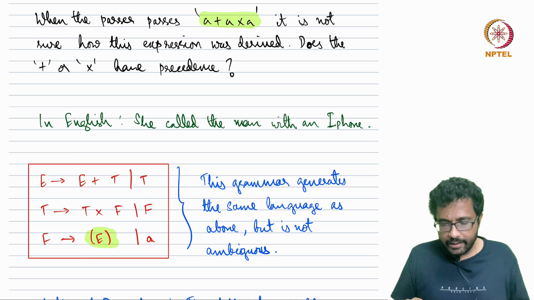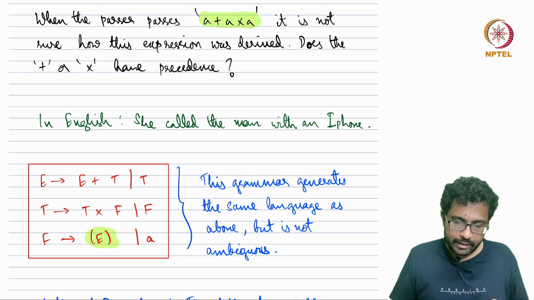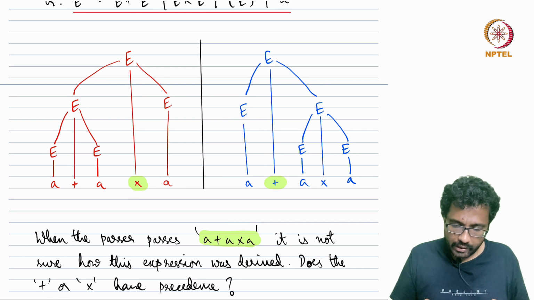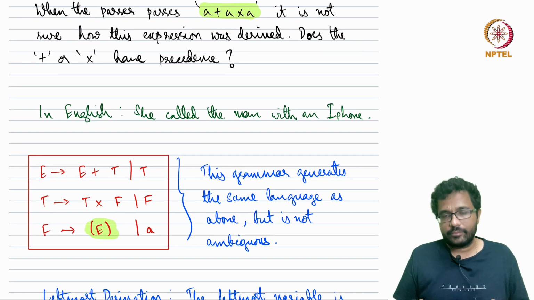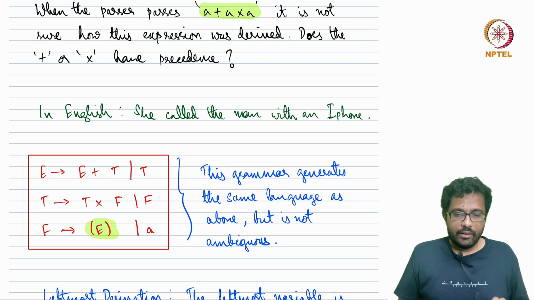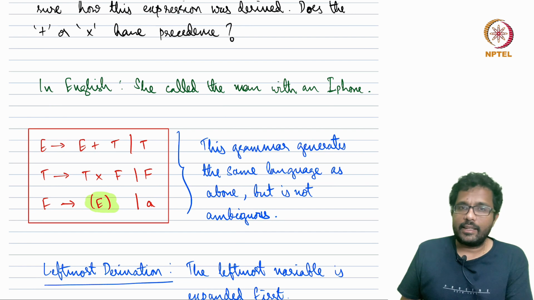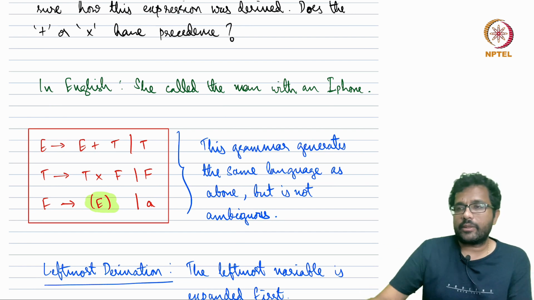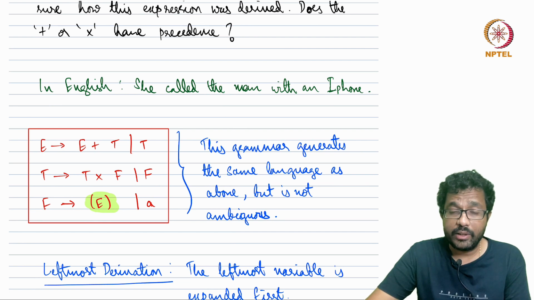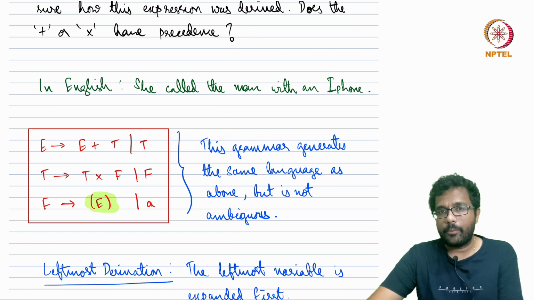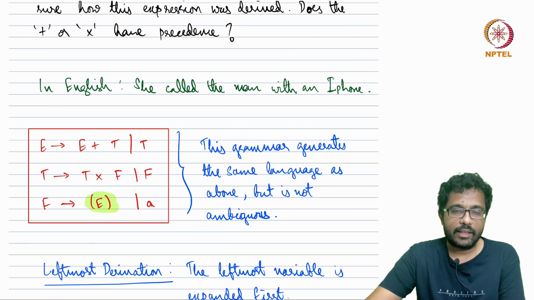So you can verify that this grammar generates the same language, and you can also verify that this particular kind of ambiguity does not get reflected here. So this issue is called ambiguity, and this is not desirable, because in a computer program you want to communicate with clarity as to what operation, what addition or multiplication, has to be performed.